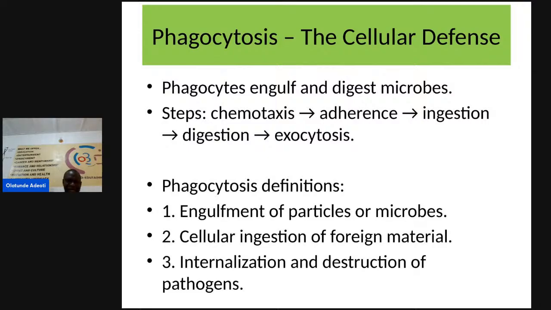And the next one after that is adherence. It is going to stick. It has the capability of forming a very sticky substance around the enemy, so that it has a grip over it. After it has adhered onto it, the next thing is that it is going to ingest it. It's going to swallow it. After ingestion, it's going to digest it. And the next one is that it's going to remove it from the body by exocytosis. Okay, so that is the process called phagocytosis.